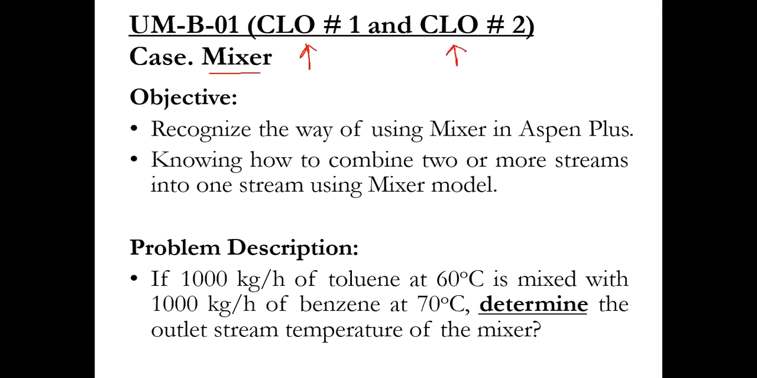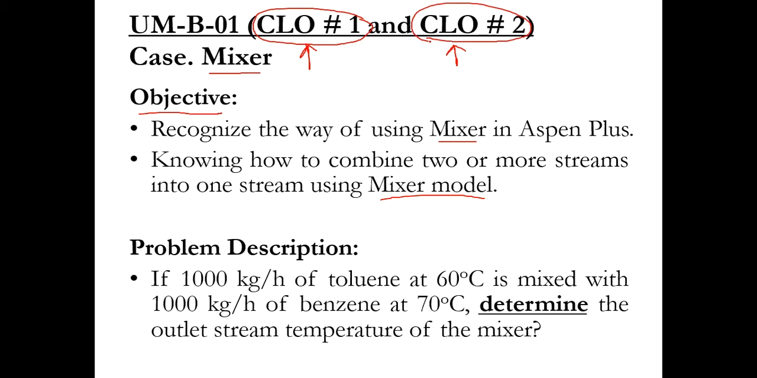The objective of the simulation is to recognize the way of using a mixer in Aspen Plus, knowing how to combine two or more streams into one stream using the mixer module. Basically, mixer means that you are mixing more than one stream, 2, 3, 4, 5, 6, and so on, and converting them to a single stream. The selection of the property package and the mixer is related to CLO number 1. The simulation of the mixer is linked with CLO number 2, which states to simulate various unit operations using suitable software.